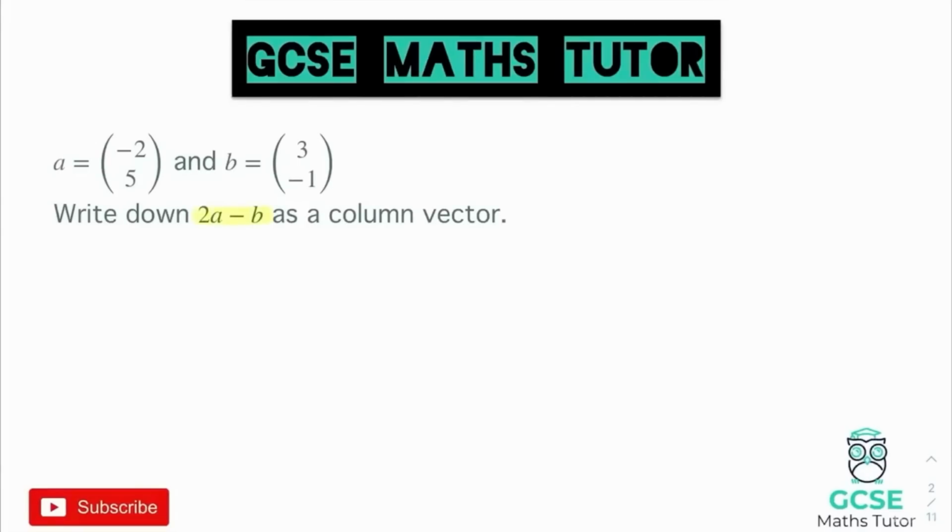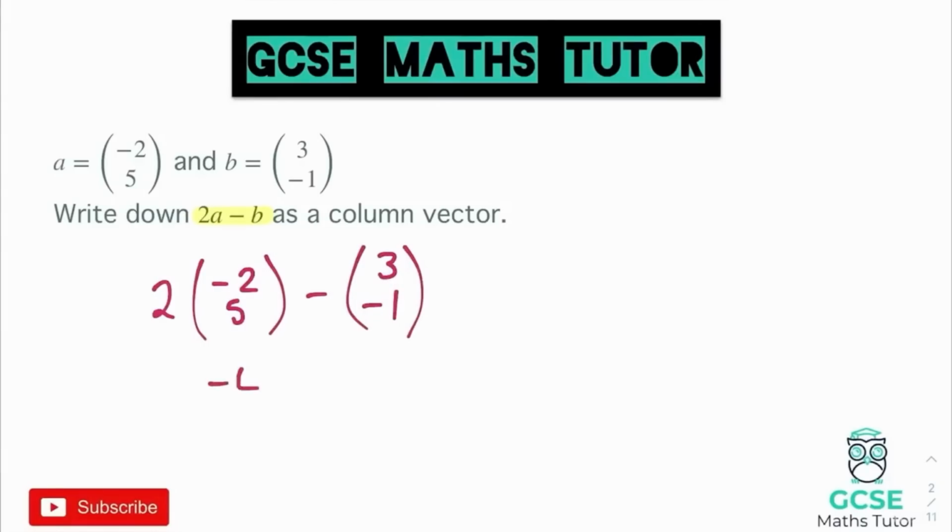So we're going to do the vector 2A. So let's do that one to start with. We've got 2 lots of, and then we have minus 2 and 5. And we're going to take away from that vector B, which is 3 and minus 1. Okay, let's sort out this 2 lots of vector A to start with. So doubling both of those, we have minus 4 over 10. Okay, so just doubling those, and we're going to take away this 3 over minus 1. Now we're going to deal with the top numbers to start with.